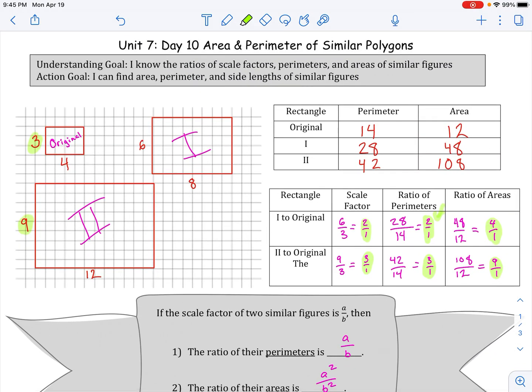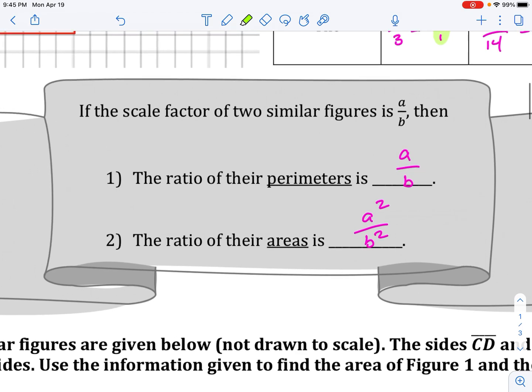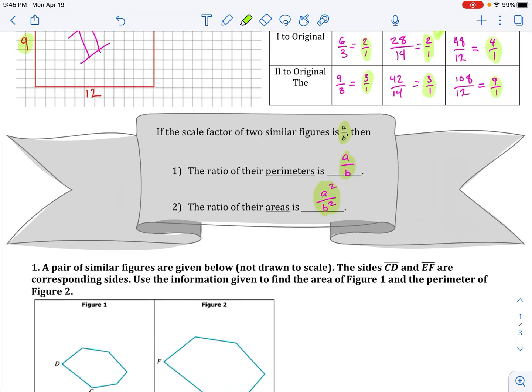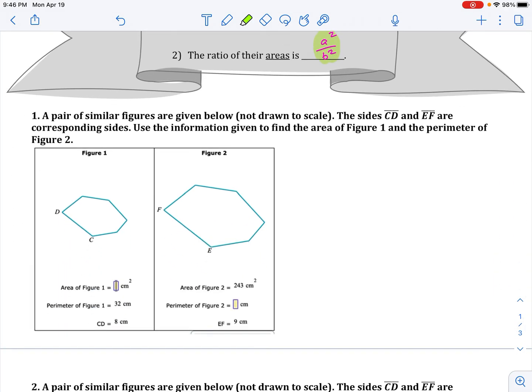That's a lot of stuff. That's a pretty big intro, but this is the basis of the lesson. If you can set up your scale factor as a fraction, we'll call it a over b, the perimeter is the exact same ratio, a over b. For the ratio of their areas, you use their perimeter or their scale factor ratio and square it. So let's go through some examples here.